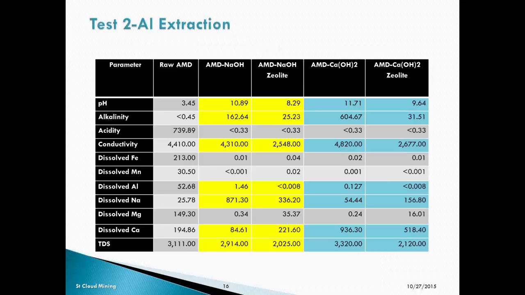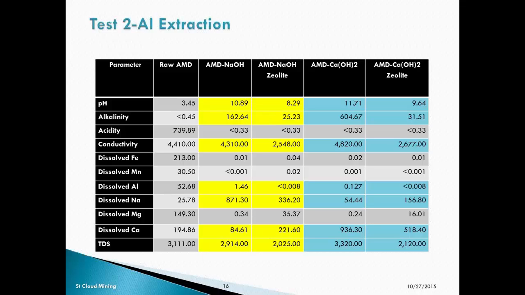Next question is, given that we probably weren't going to start with raw water, we were going to end up dealing with waters that had been treated prior to sampling. So we looked at 2 things. One is we looked at AMD water that had been treated with sodium hydroxide, followed by a zeolite treatment, and then water that had been treated with lime, followed by a zeolite treatment.